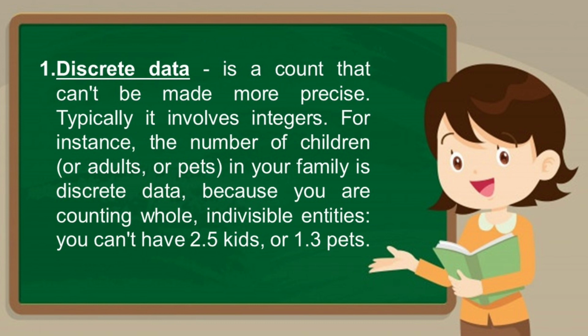Typically, it involves integers. For example, or for instance, the number of children, adults, pets in your family is an example of discrete data because you are counting the whole indivisible entities and you cannot have 2.5 kids or 1.3 pets. Okay, yun yung sinasabi nating discrete data.